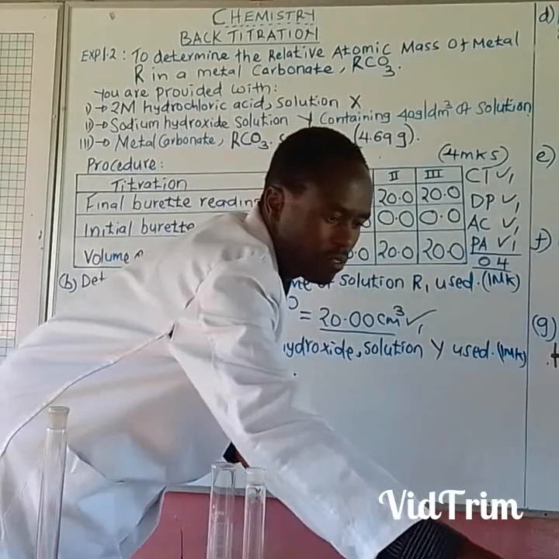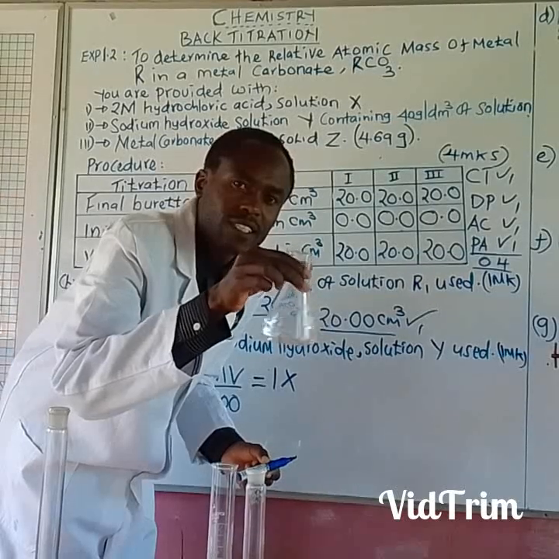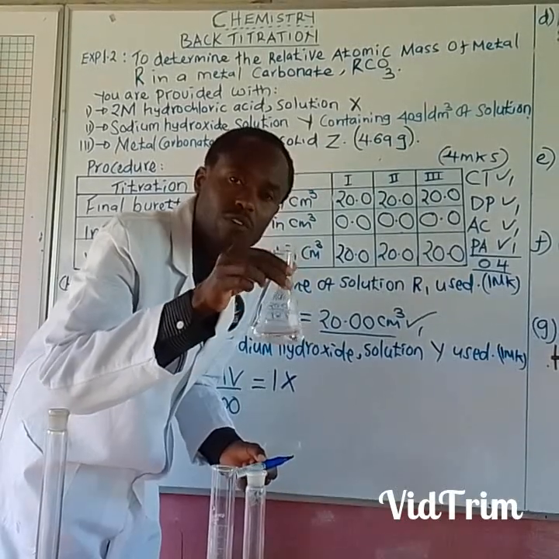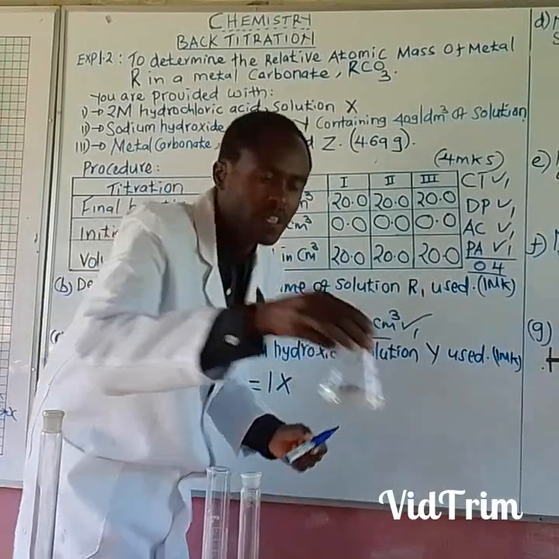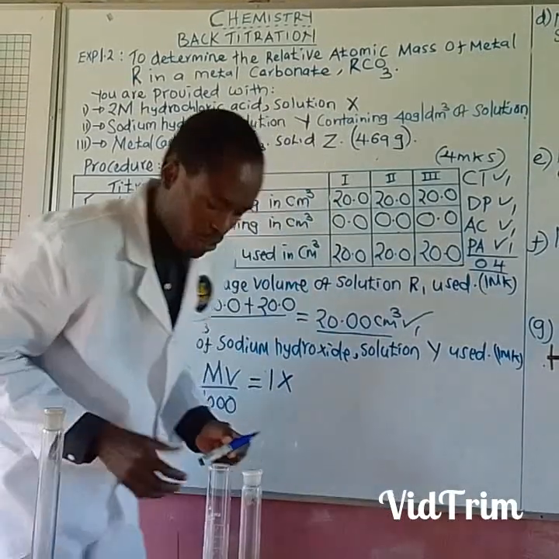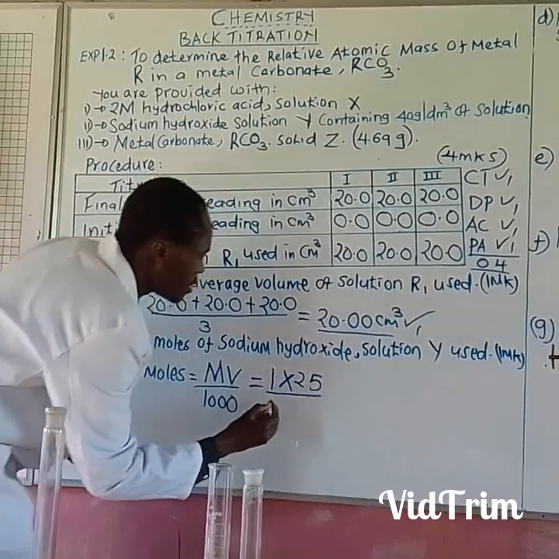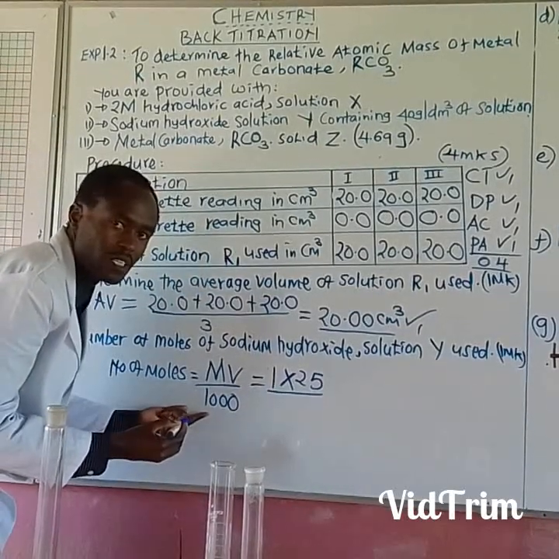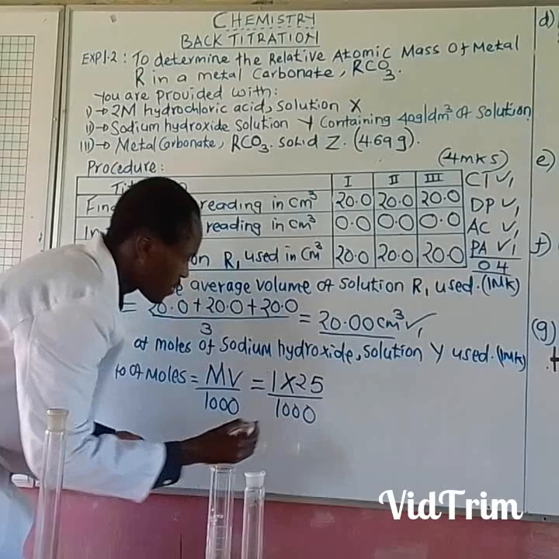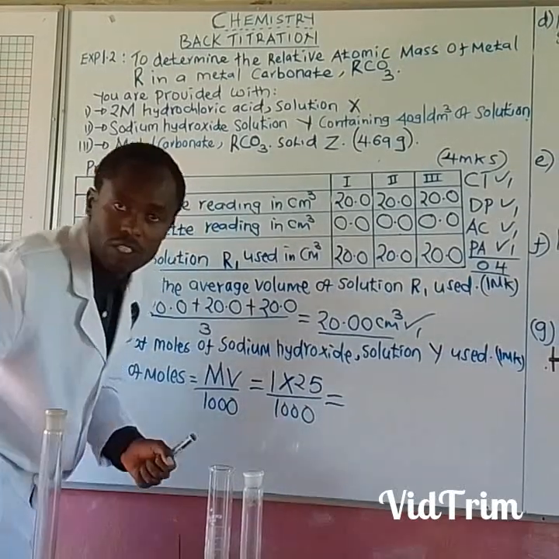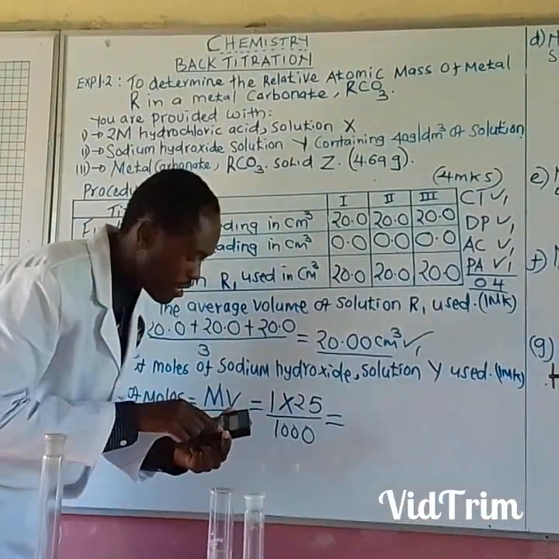But we pipetted solution Y, 25 centimeter cube. So the volume of solution Y sodium hydroxide that has been used in this titration is 25 centimeter cube. So I come and write here 25 centimeter cube divided by 1000. This is a constant, meaning volume per liter. So all of 1000. So if you take your calculator and follow me closely, you will see how we are going to get the values.